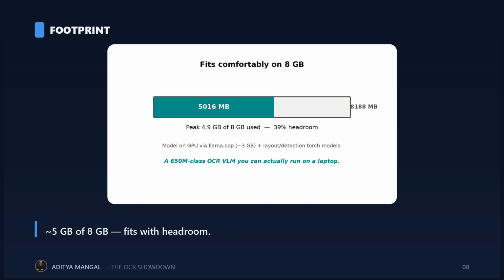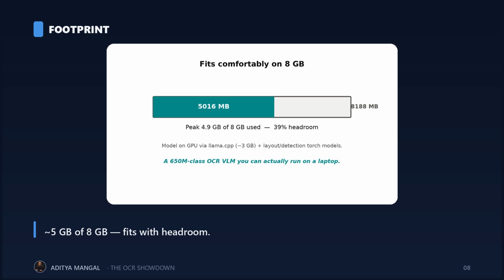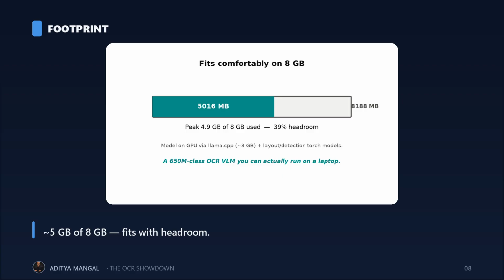On memory, Surya-2 is well behaved. It sat at around 4.5 gigs of VRAM, leaving comfortable headroom on the 8 gig card. That's a real advantage over the 3 billion parameter models that crowd the top of the budget. You can run Surya-2 and still have room for other work on the same GPU, lean, fast enough, and structured. That combination is why it's become a default for a lot of document pipelines.